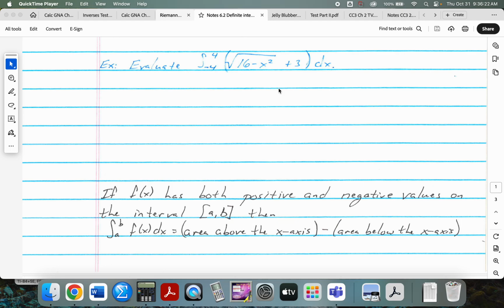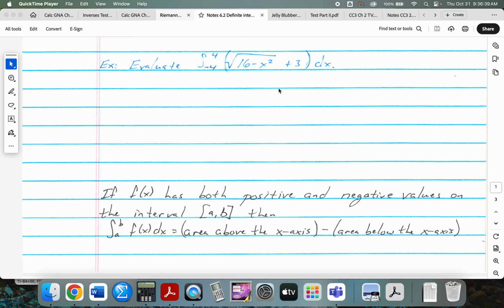Most of the time, it's rectangles, triangles, trapezoids. You get a lot of things that are straight at the top. This is an example of, and it's the only one that I know of, where it's not straight at the top, but you can still do it.